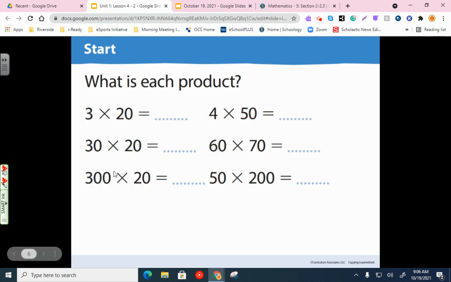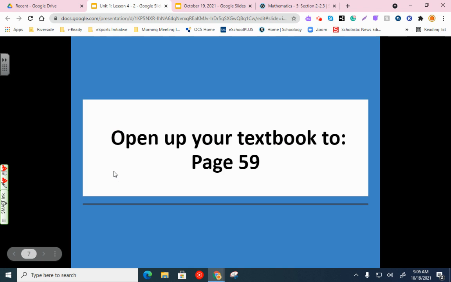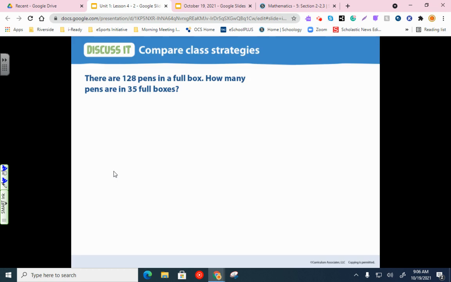All right, so now we've got that. Let's go and look at the notes on page 59. The notes for today are going to involve us breaking apart a multi-digit multiplication problem a little more and seeing how it works. So the scenario is 128 pens in a full box. How many pens are in 35 full boxes?